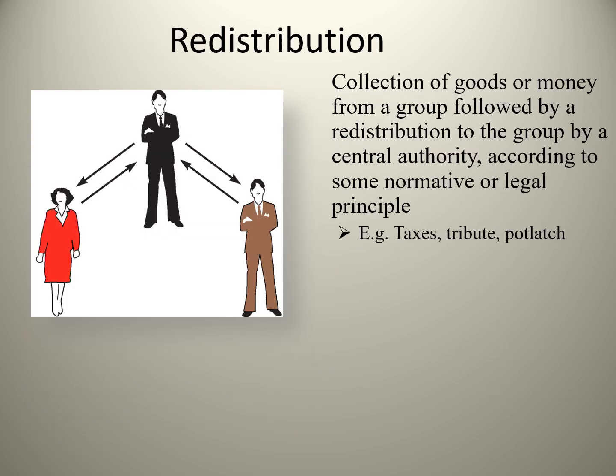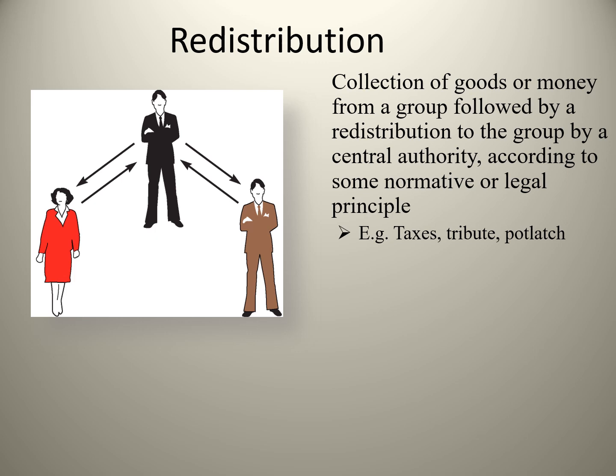Okay, so our second type of exchange that we'll discuss is redistribution. Redistribution is when members of an organized group contribute products, goods, or money to a common pool that is then redistributed to the group by some sort of centralized authority, leader or whatever that might be, and it's redistributed according to some normative or legal principle.